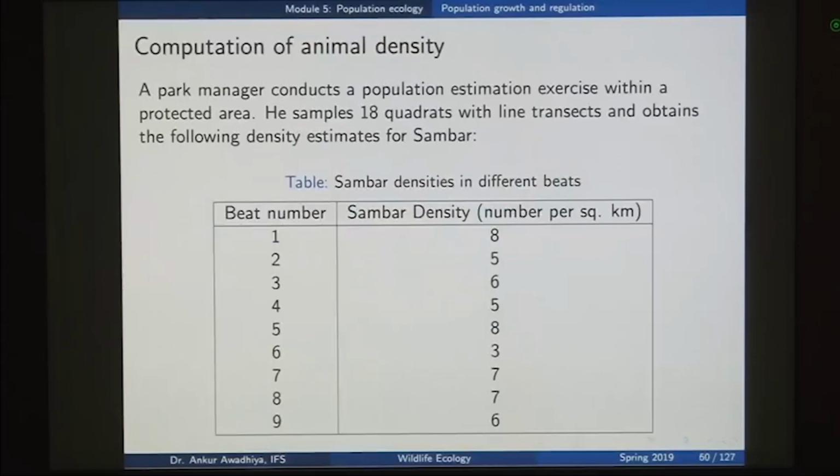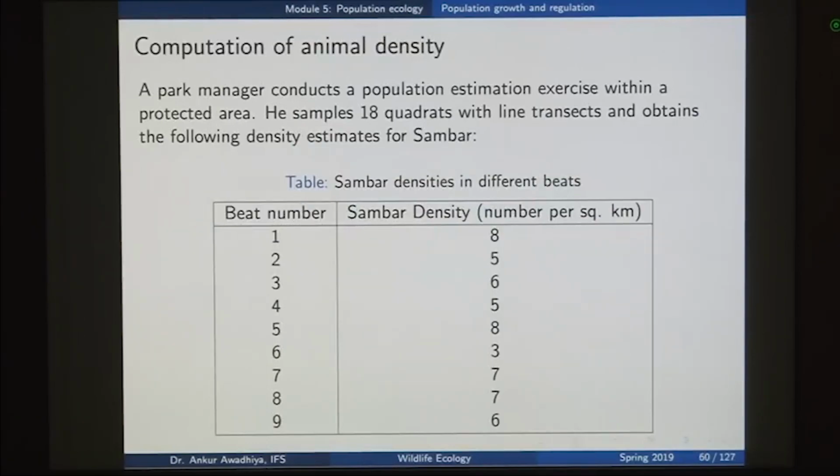Namaste. Today we will carry forward our discussion on population ecology. We will look at some numerical examples of different population parameters, and then we will move forward to look at the theories of population growth and regulation. So, this is the first problem that we will look at.